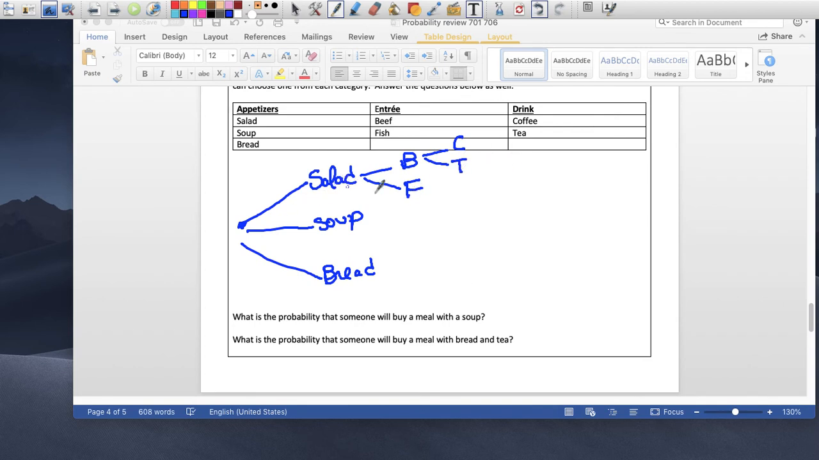And then if you had the salad and fish, well, with the fish, you can either have coffee or tea as well. Soup. Let's say you start with soup and said no to the salad. Well, with the soup, you can come either with the beef or come with the fish. And with the beef, you can have coffee or tea. And with the fish, you can either have coffee or tea. And finally, with the bread, and you can see that's repetitive here, right? With the bread, you can have beef or fish, and beef with coffee, beef with tea, or fish with coffee, fish with tea. So don't forget to do this part here.